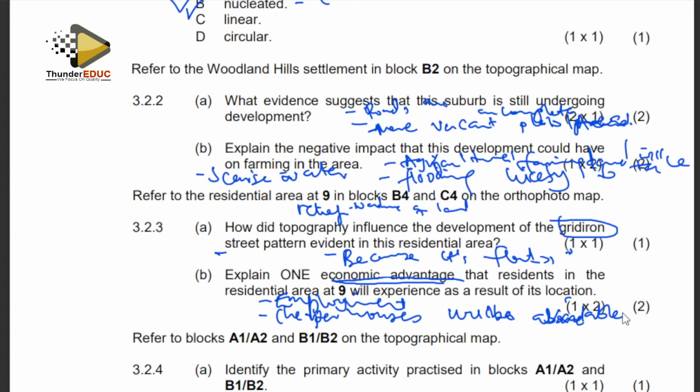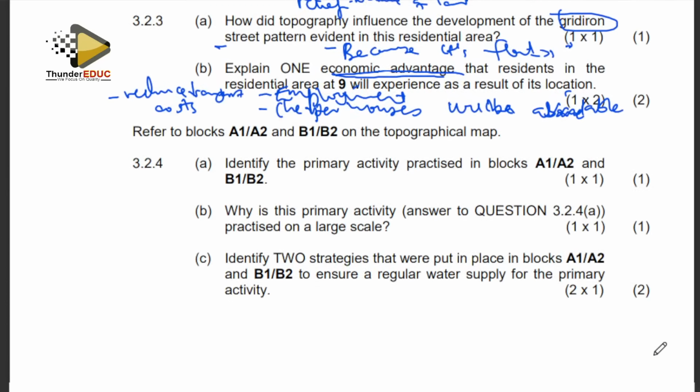You also know that it will reduce transport costs. Instead of going long distances for shopping, the area will be near, and that will reduce your transport costs. And so on and so forth. There are very many points you can give in that sense. So let us look at this question.